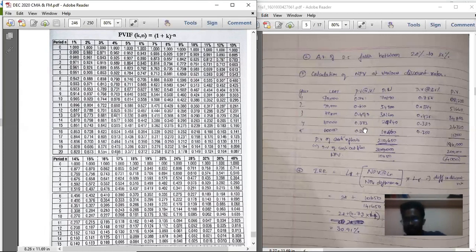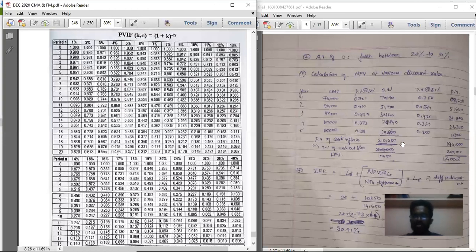Next, fourth year 80,000 into 0.373, you are getting 29,840. In respect of the fourth year record 29,840. Fifth year 60,000 into 0.291, you are getting 17,460. In respect of the fifth year record 17,460. Now summarize all the present values. Total all the present values.